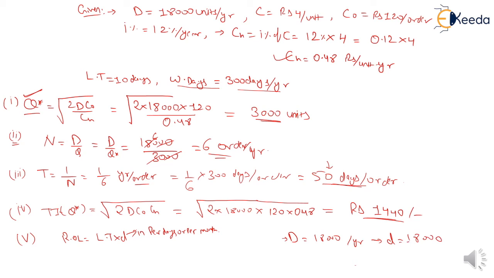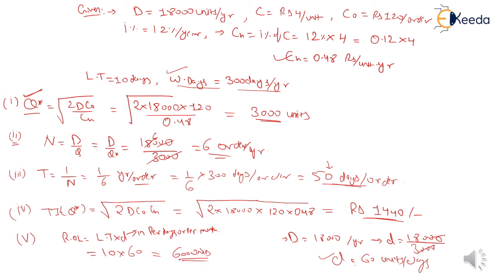18,000 divided by the working days given in the question, 300 days per year, so divided by 300. So easily the small d is 60 units per day. The lead time given in the question is 10 days, so lead time into small d, in units per day, is 60. So what is the reorder level, students? The reorder level is 600 units.